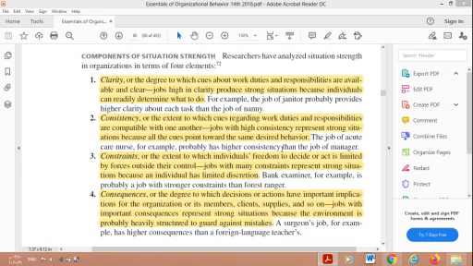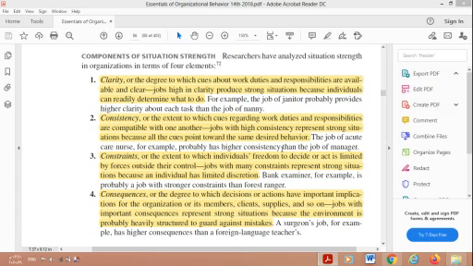So we can say that the job with high consistency also represents a strong situation because all the cues point toward the same desired behavior. So the job with high consistency of the cues regarding the work duties and responsibilities represents a strong situation. Why? Because all of the cues point toward the same desired behavior.